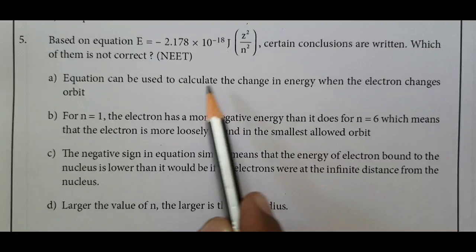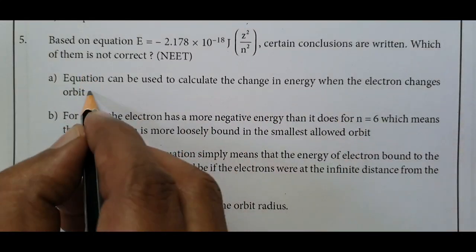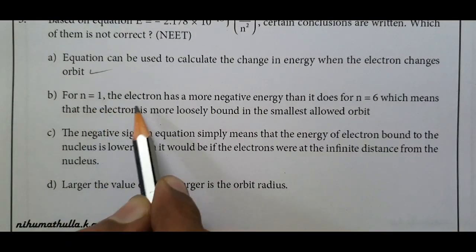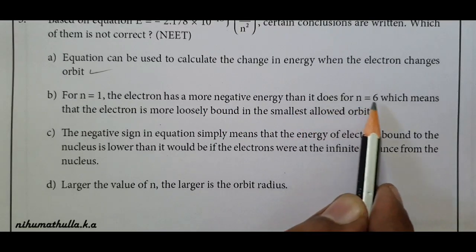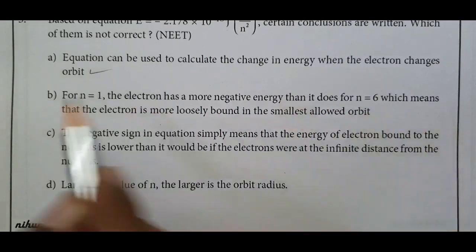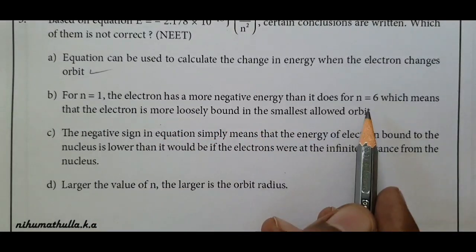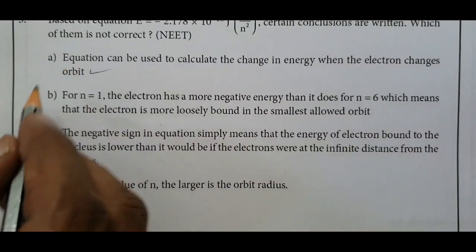The equation can be used to calculate the change in energy when the electron changes orbit. This is the correct statement. For n equal to 1, the electron has more negative energy than it does for n equal to 6, which means that the electron is more loosely bound in the smallest allowed orbital. So, this is a wrong statement.